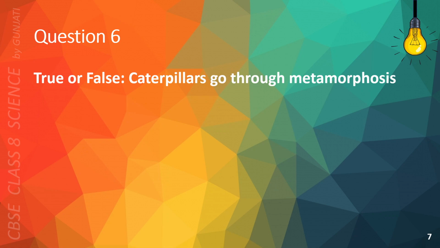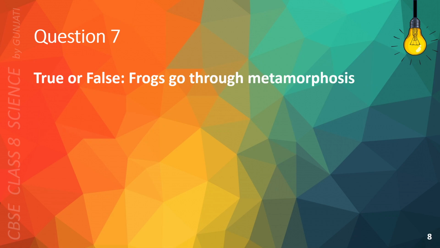Question 6. True or false? Caterpillars go through metamorphosis. The correct answer is A. True. Question 7. True or false? Frogs go through metamorphosis. The correct answer is A. True.